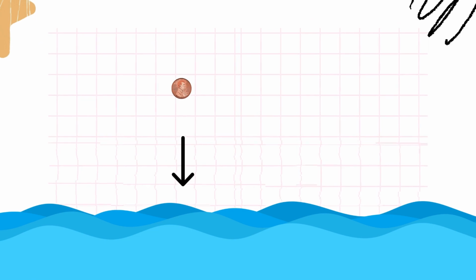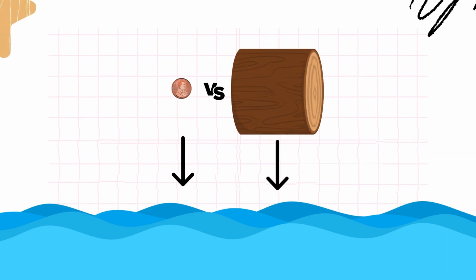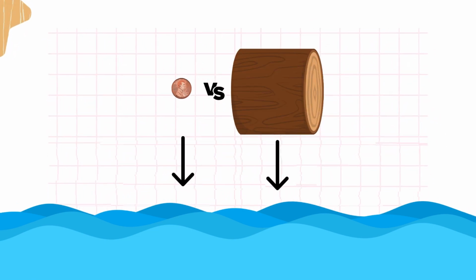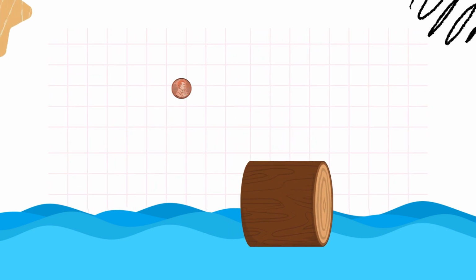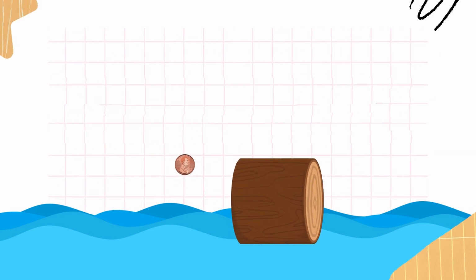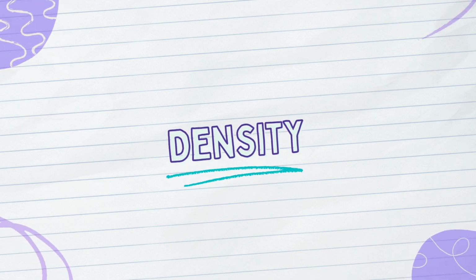Consider a small penny and a big piece of wood. Even though the wood is bigger and heavier, it floats. On the other hand, a small penny sinks. It's all about density. Let's find out what density is.